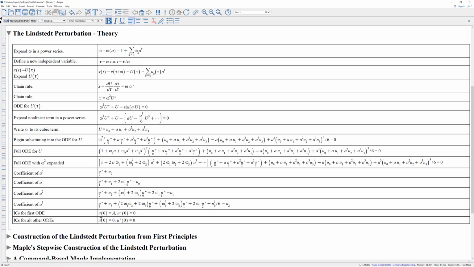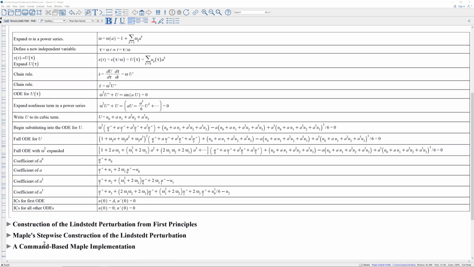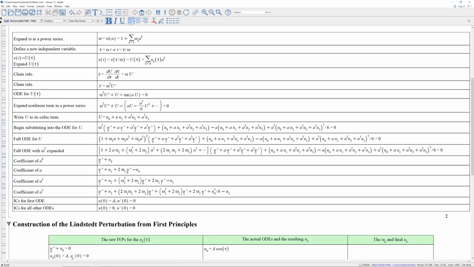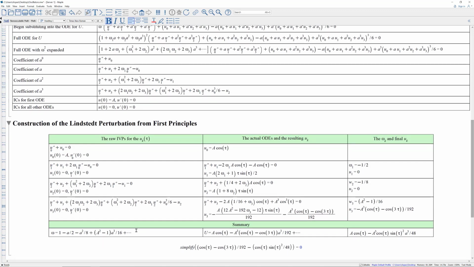We need to think about the initial conditions for this first differential equation, because you've got to set all these coefficients equal to 0. For the first one, u of 0 is a, and for all the rest, you use inert initial conditions. We will now carry out these computations. At least this is a summary of those computations. They were clearly done in Maple.